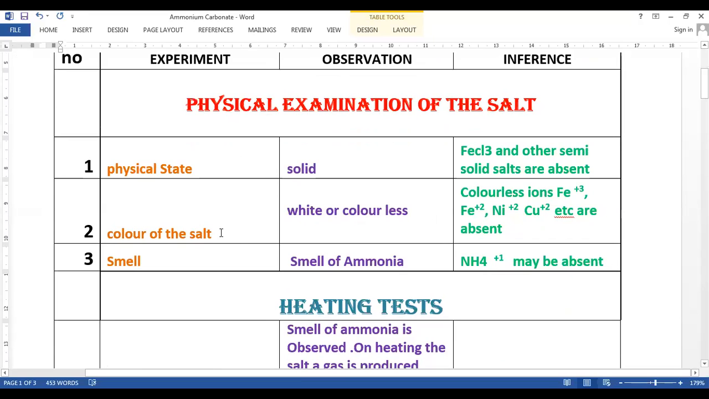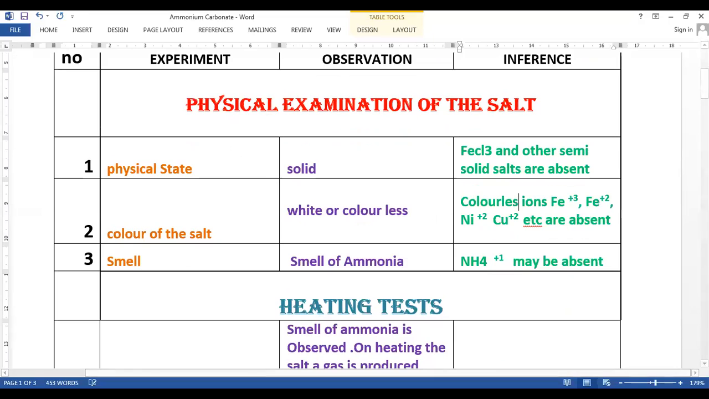Then we have the color of the salt. The color of the salt is white or colorless, and that is why the colorful ions, or we can say ions such as Fe+3, Fe+2, Ni+2, Cu+2, etc. are absent. Then we want to study the smell test.